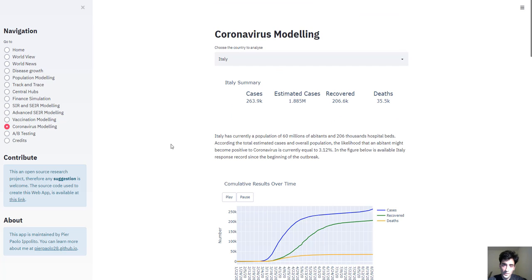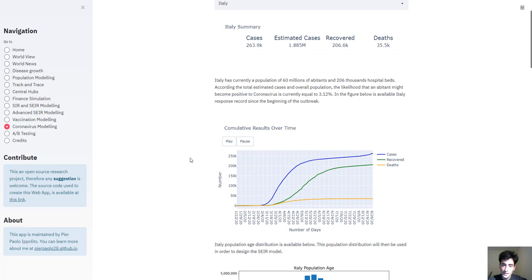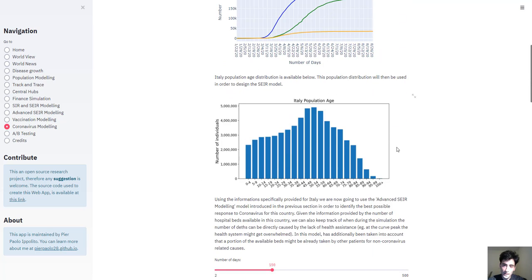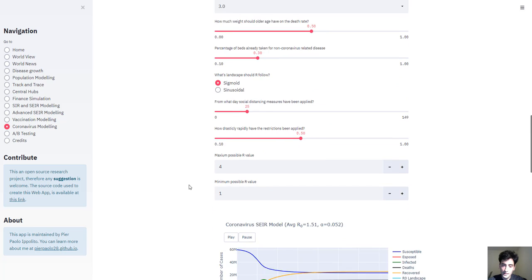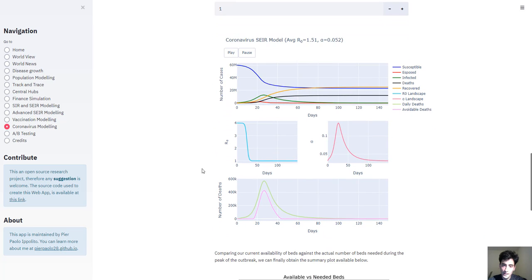One of the most interesting models created for this dashboard was coronavirus modeling through compartmental modeling. In this case, we can examine Italy as a case study. Here we can see the cumulative results over time, the average population age of Italy for different bins, and then simulation results to see how the R value of Italy changes over time and how the death probability changes over time, depending on whether, for example, the hospitals were overcrowded or not.